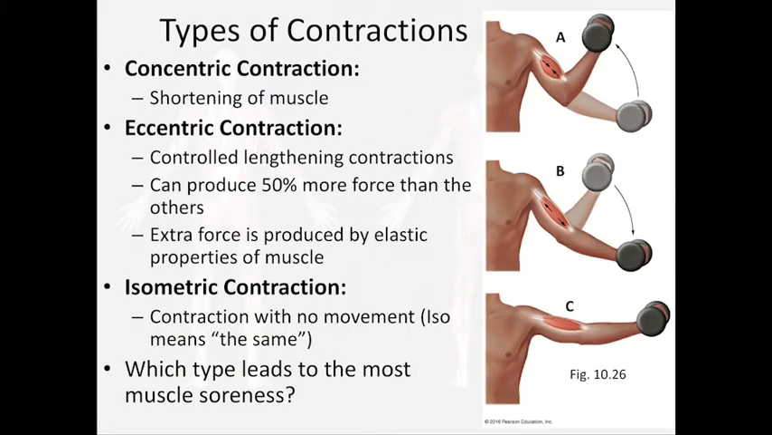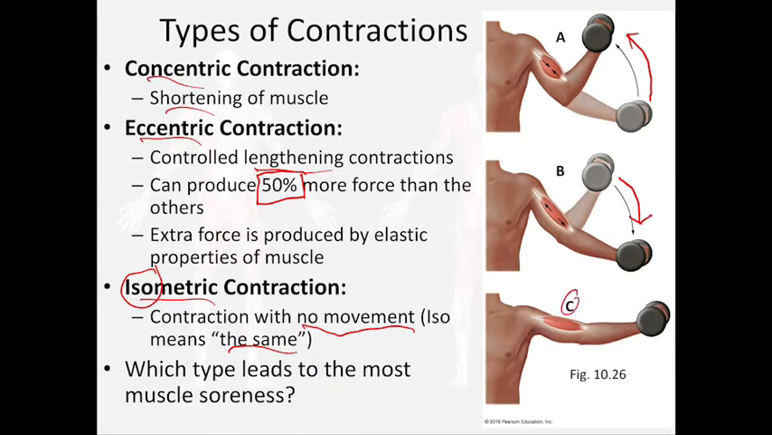Again, we've got these three types of contraction. Concentric is shortening the muscle, eccentric is lengthening, and isometric is no movement. Iso means the same, right? As the slide says, the eccentric contraction can produce 50% more force than either of the other two contractions. If we look at this example of the bicep curl, we have this one just coming up, this one just going down, and this one, C, not moving at all.